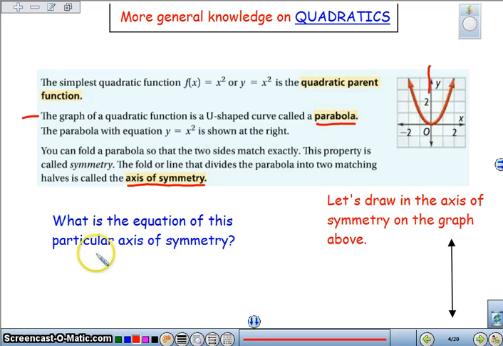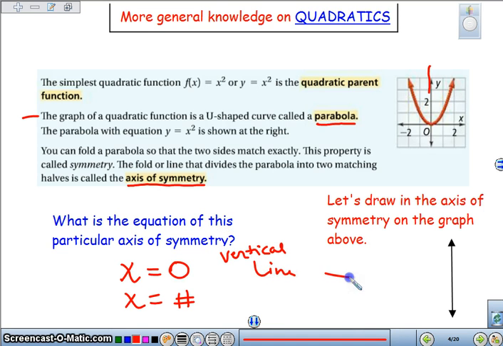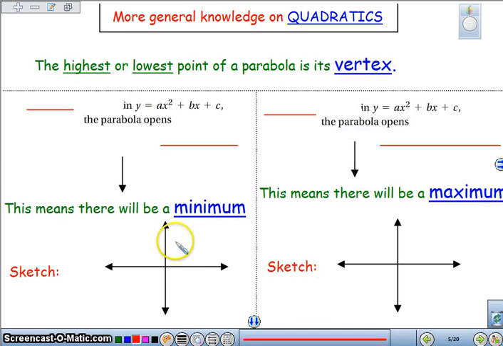That fold line, notice that would be in this case, this line. What is the equation for our particular axis of symmetry? In this one, if we look at this line going right down on top of the y-axis, the equation for that would be x equals 0. Now remember, this is a slope that's undefined, and all of our axes of symmetry are always going to be x equals a number, because the axis of symmetry is always going to be a vertical line. That is our axis of symmetry.